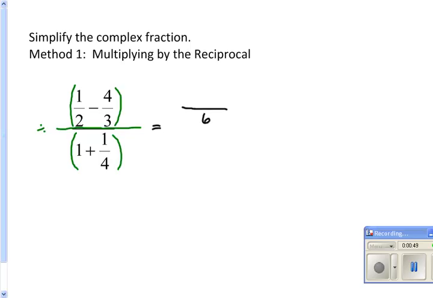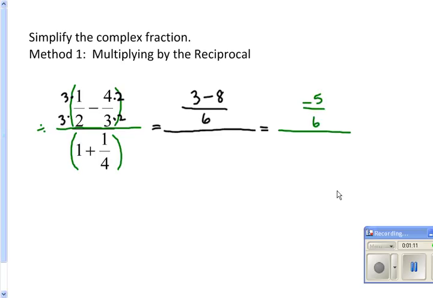So we're going to multiply the first fraction by a 3 on the top and the bottom, and the second one by a 2. And that'll give us 3 minus 8, which gives us a numerator of negative 5/6.